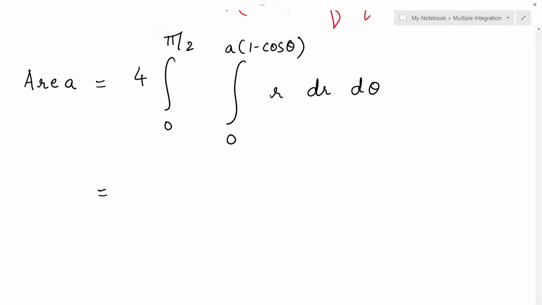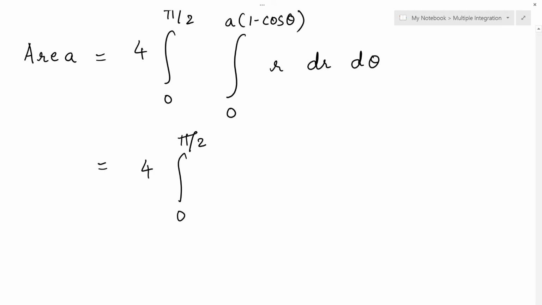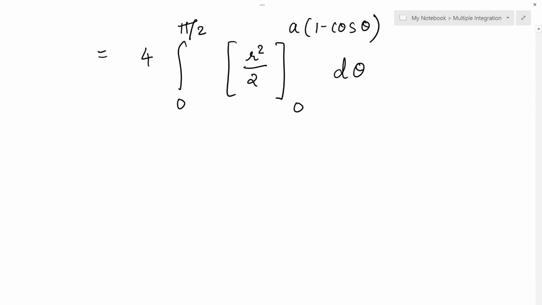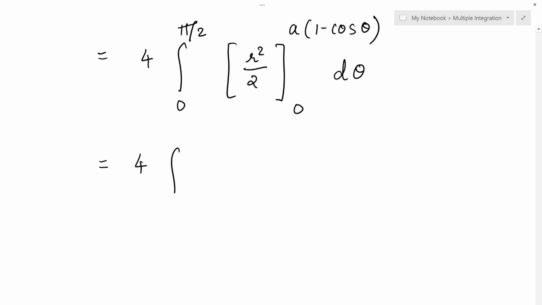If you want, you can take a complete circle and then 2 into upper and lower. So anyway, the answer won't change. But I have divided into 4 regions because all were symmetric. You can divide into 2 as well. So let's substitute the limits. So 4 into 0 to pi by 2, that is a square 1 minus cos theta the whole square.